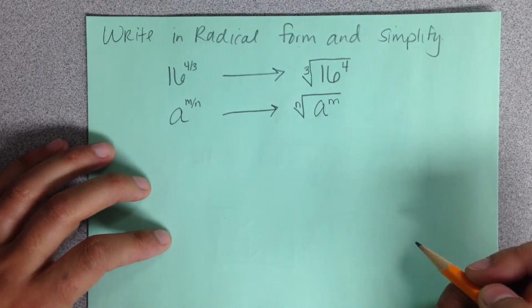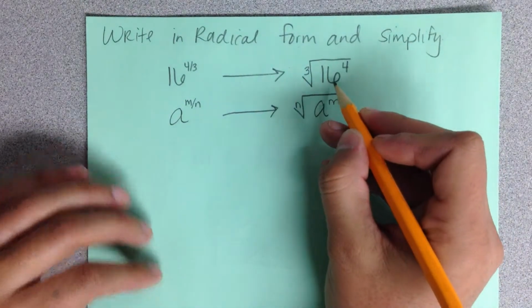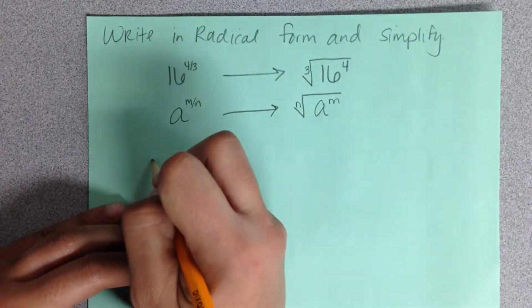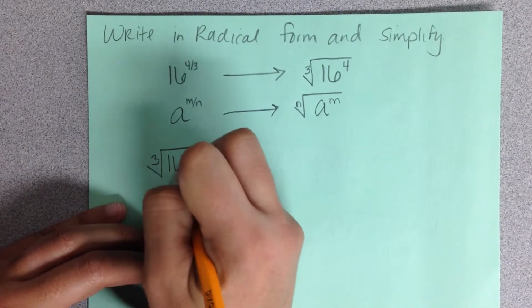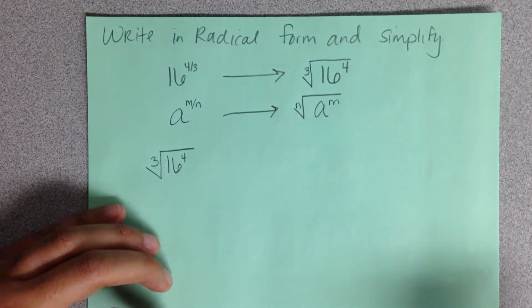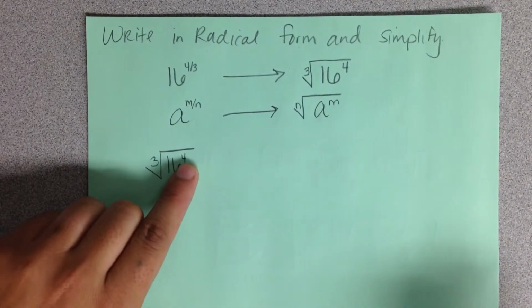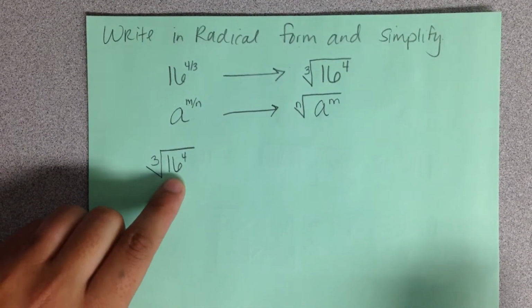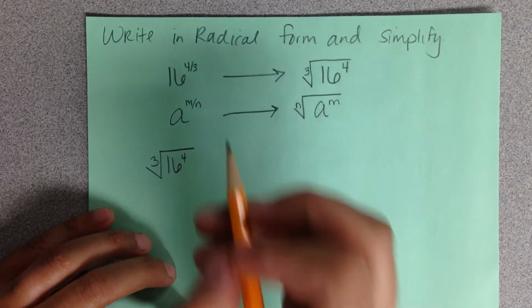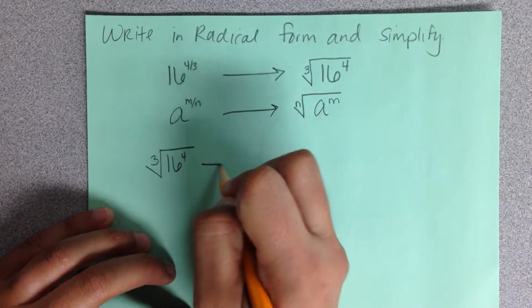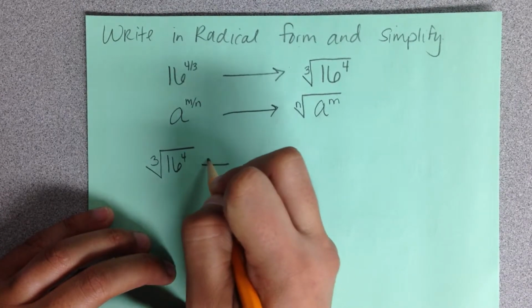So we're going to go ahead and now simplify our radical. So I'm going to rewrite it down here. Third root of 16 to the 4th power. So when you have an exponent inside the radical, you want to first expand that exponent and see if you can pull anything out. So let's first expand 16 to the 4th power.